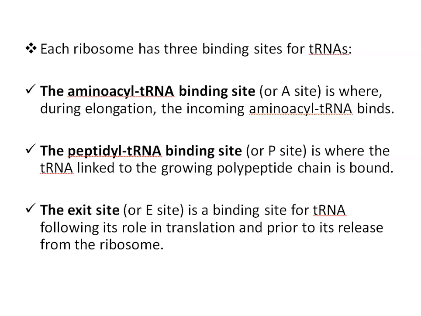Each ribosome has three binding sites for tRNAs: the A site, P site, and E site. The A site means the aminoacyl tRNA binding site. It's the site where, during elongation, the incoming aminoacyl tRNA binds. Then the P site, the peptidyl tRNA binding site, is the site where the tRNA linked to the growing polypeptide chain is bound. Then the exit site, that is the E site, is a site for tRNA following its role in translation and prior to its release from the ribosome.